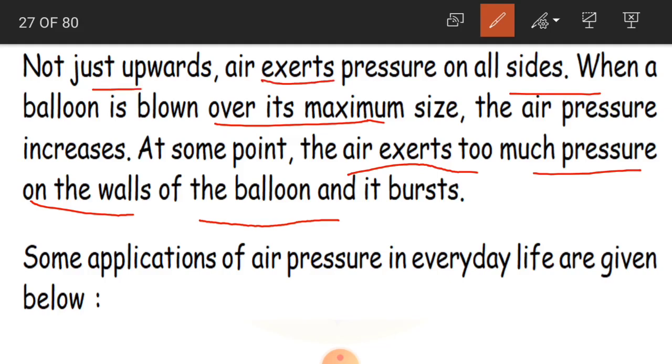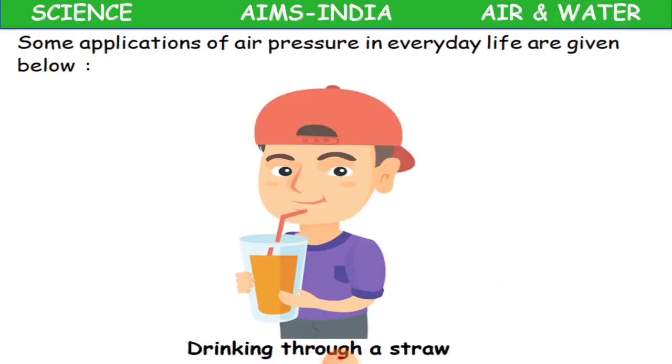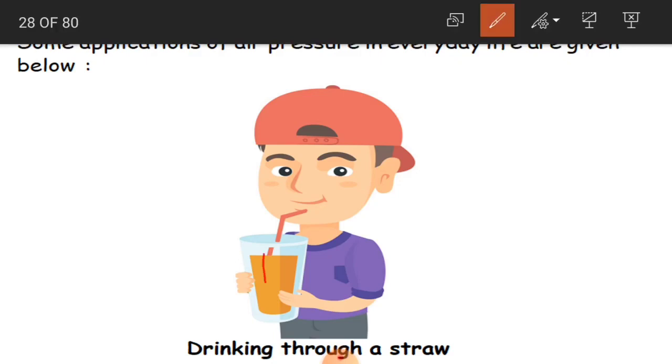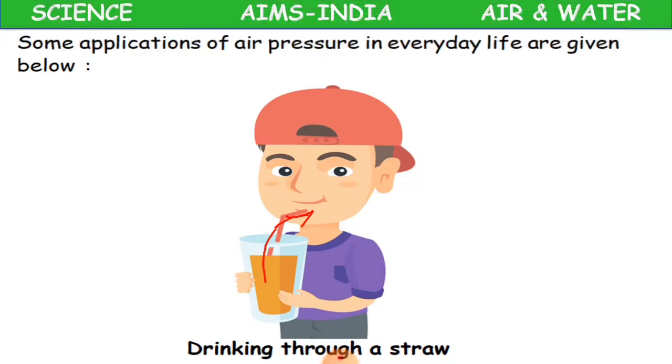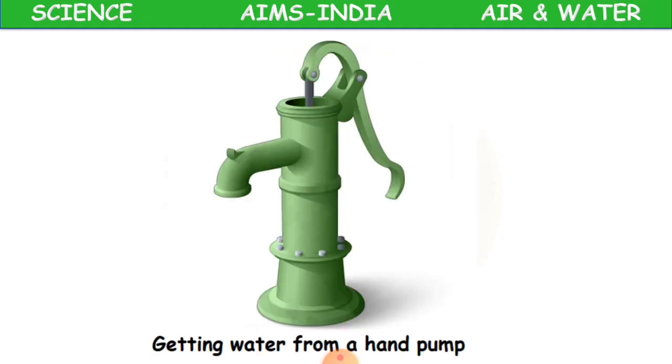And we are also having some more applications which are in our daily life. So to know about the air pressure, okay, see here, like drinking through a straw. Now we are drinking the water or anything. So this is also because of the air. Whatever liquid is there, it is going through the straw in an upward direction. So this is because of the air pressure, children. And not only this, filling up injection syringes. We'll fill the injection syringes with the medicine, the liquid type of medicine. This is also because of air pressure.